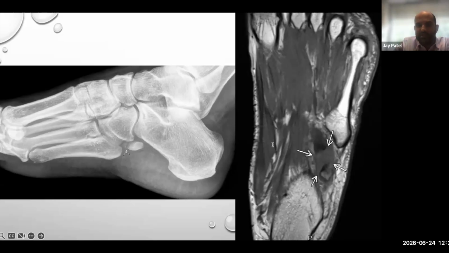I got an MRI that pretty much showed that she had a peroneus longus tendon rupture. She had a complete rupture. She had a cavovarus foot, meaning she had a high arch, so she was at risk. She probably had some underlying issues before, increasing her risk of getting a rupture.